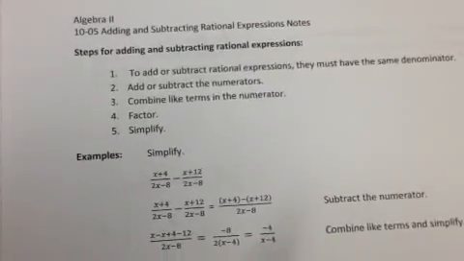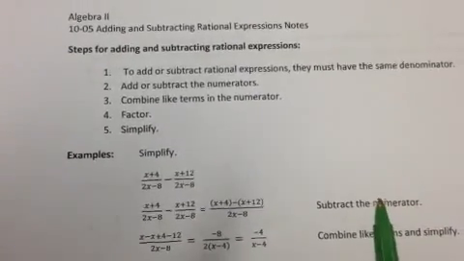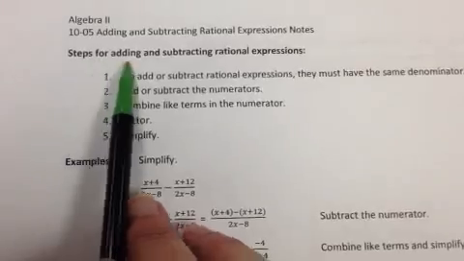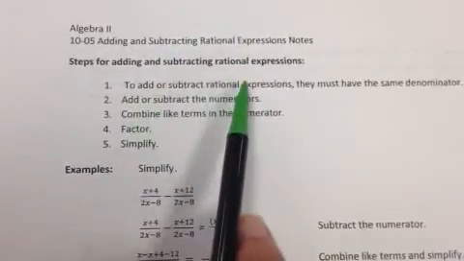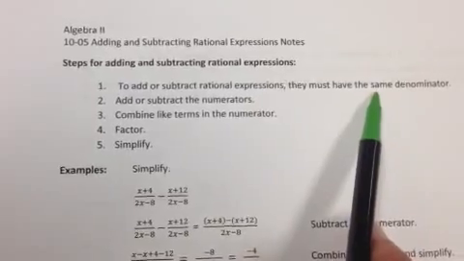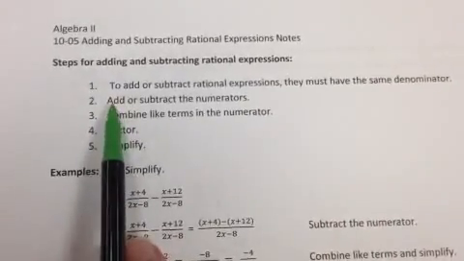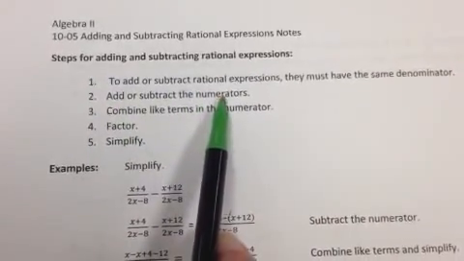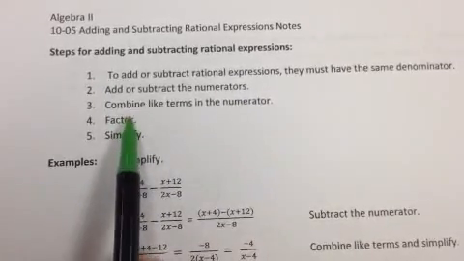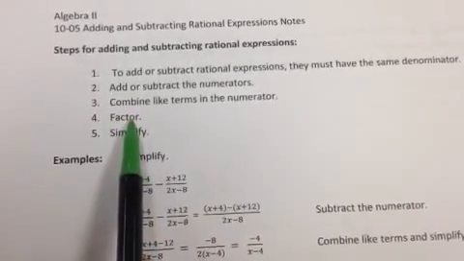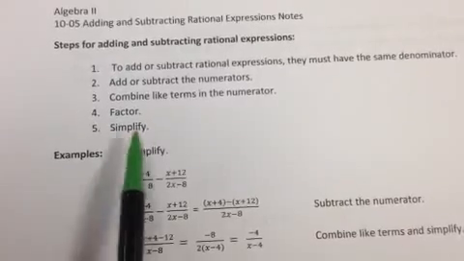Okay, today we're going to be adding and subtracting rational expressions. Just to remember, a rational expression is just a fraction. So remember, when we add and subtract fractions, they have to have the same denominator. We're going to add or subtract the numerators, combine like terms in the numerator, make sure the numerator and denominator are in factored form, and simplify if necessary.